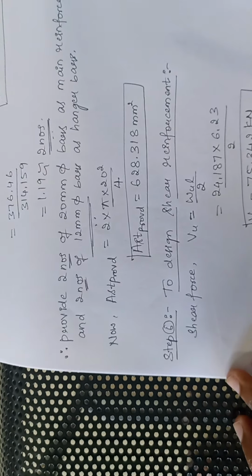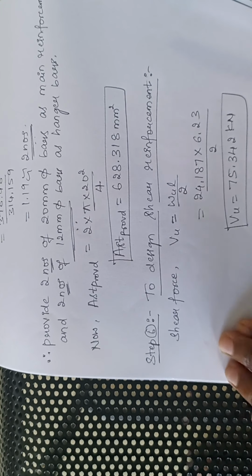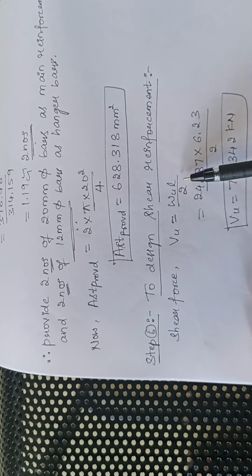Moving to step number 6. In step number 6, you have to design the shear reinforcement. For designing the shear reinforcement, we first have to find the shear force which is acting on the beam. To find that, we have the formula. We know that the maximum shear force occurs exactly at the support of the beams, because we are doing it for the simply supported beam here.